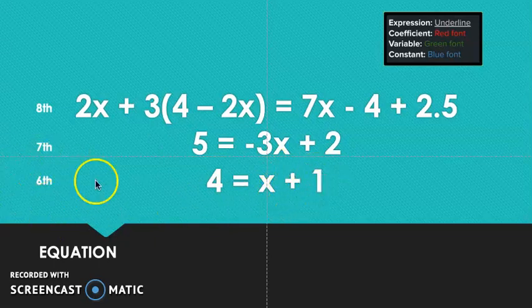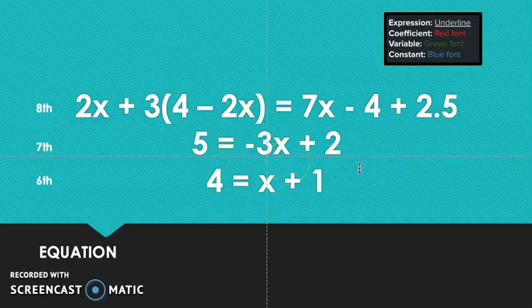If you see here at the bottom, that's what you call a one-step equation. Then in 7th grade you started working on two-step equations. Now in 8th grade we're working on multi-step equations. So let's go through a few of these examples.